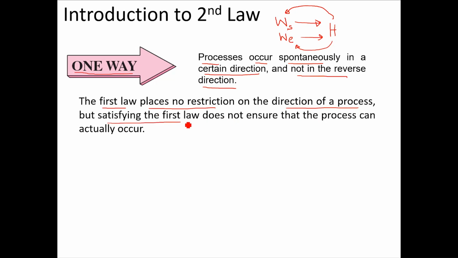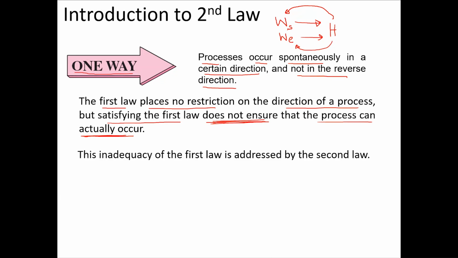Satisfying the first law does not ensure that the process can actually occur. It further means that whether your first law is satisfied or not, it is no guarantee that your process would or would not take place. You need some additional information to decide whether your process would actually take place. This is basically the inadequacy of the first law, which is being addressed by the second law.